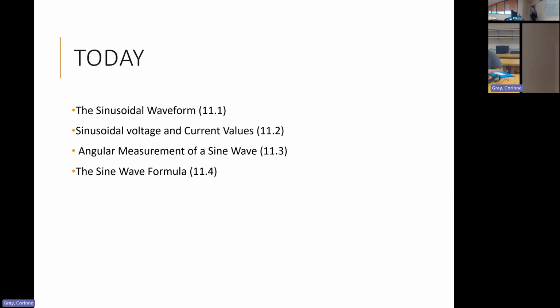So today we are going to talk about the sine wave. This is going to be the most basic type of AC circuit. We're going to talk about the sinusoidal waveform, some of the terminology that's associated with the sine wave that we'll be using, some of the measurements that we're going to have, as well as the formula and how that is going to look for this class. Because it'll look a tiny bit different compared to what you may have seen for a sine wave before.